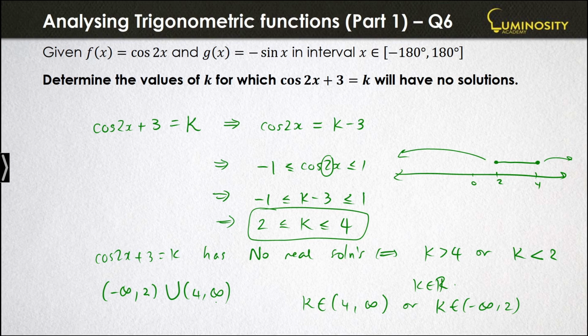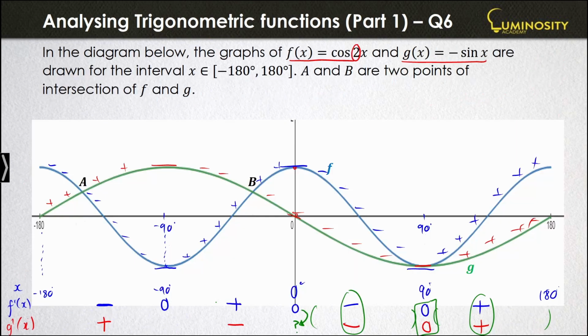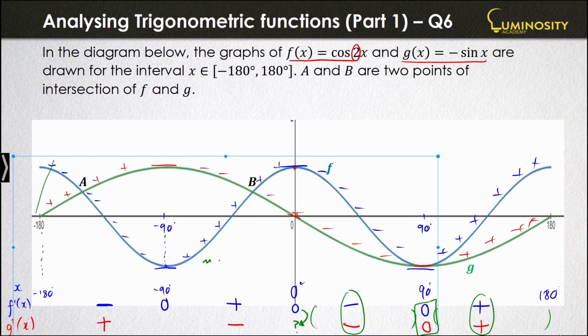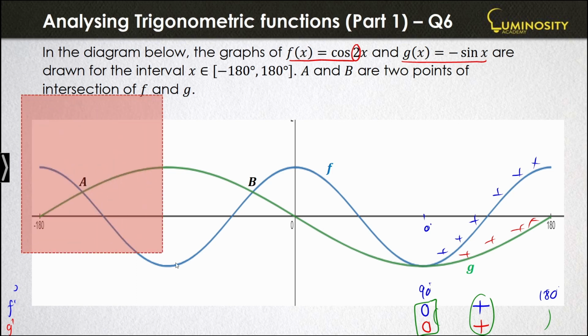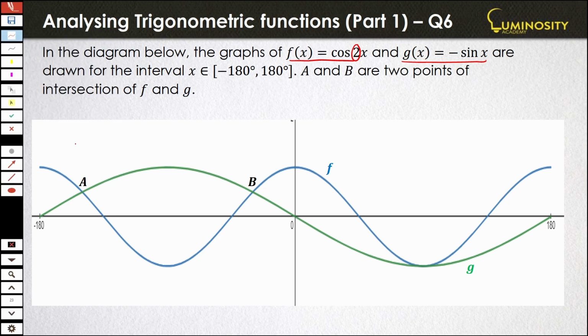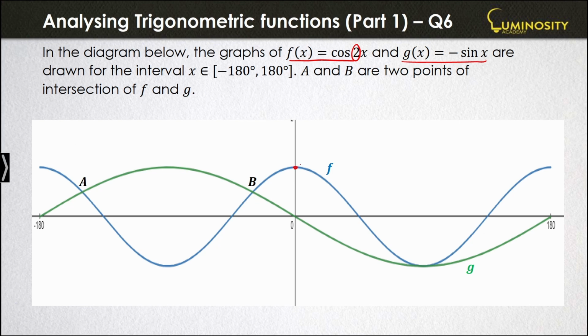Okay, and then the geometrical way, cos 2x plus 3 equals k. So let's just make some space here again. Let's just get rid of all that stuff over here. Alright, so looking at this geometrically, cos 2x, we were given that graph. That was f of x. So f of x was this graph in blue. So the highest value here was 1, and the lowest value here was negative 1.